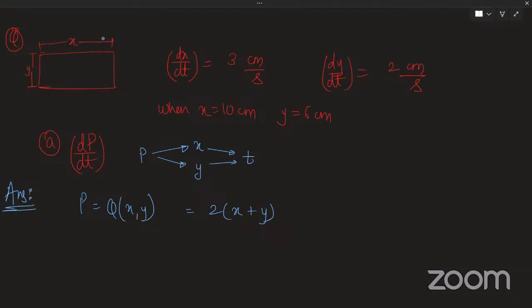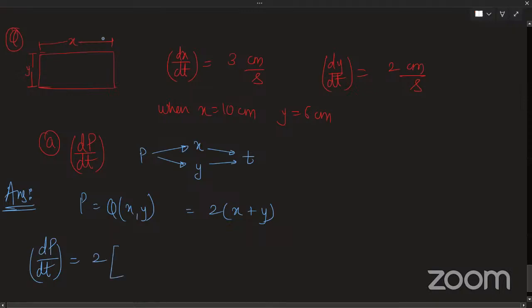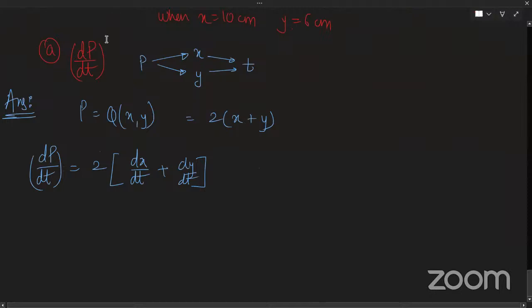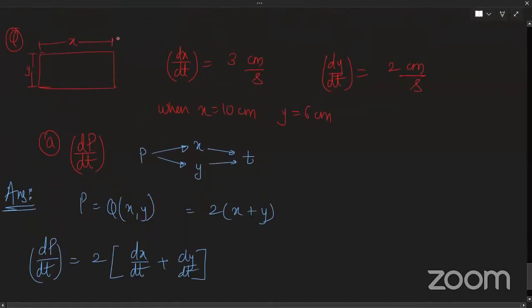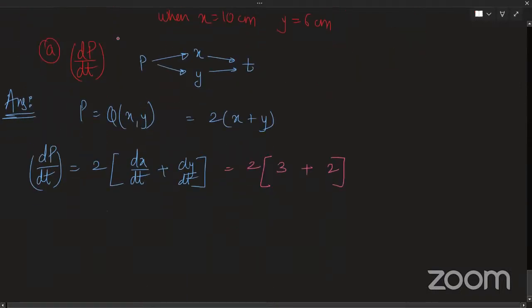So can you differentiate P with respect to time? Tell me, how will you differentiate x plus y? This can be written as dx by dt plus dy by dt, right? I've just differentiated both of these things with respect to time. Is this correct? So all I need to do is just put in the values, which are already given to me. So 2 into dx by dt is 3 centimeter per second plus 2 centimeter per second. So my final answer is 10 centimeter per second.